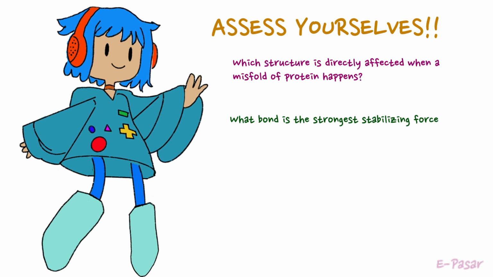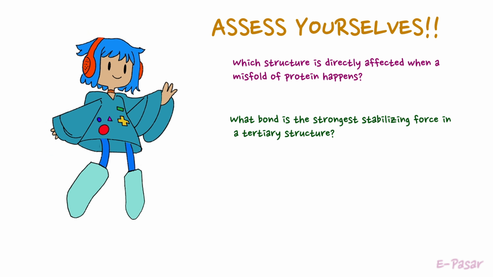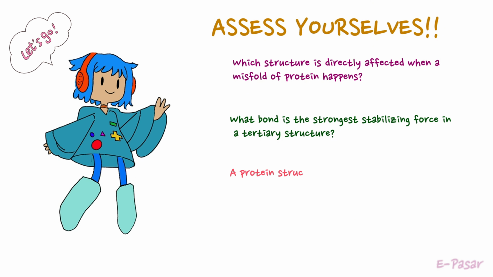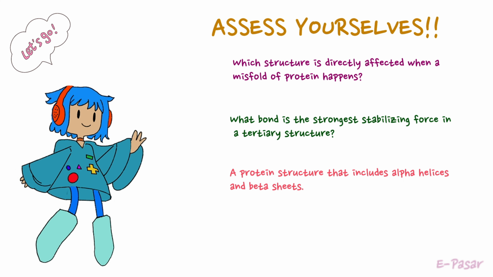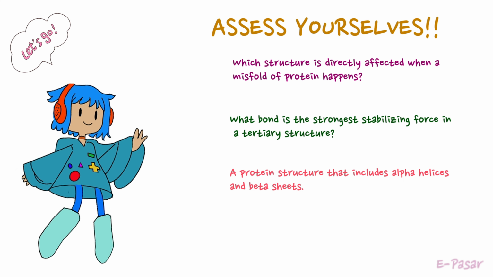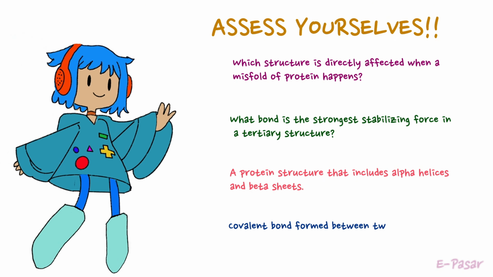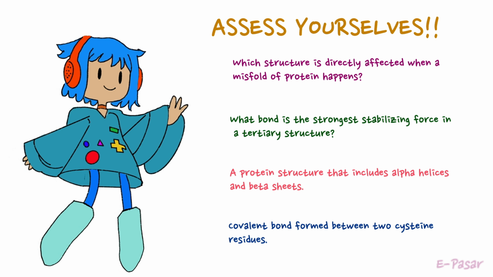Number 2. What bond is the strongest stabilizing force in the tertiary structure? Number 3. A protein structure that includes alpha helices and beta sheets. And last but not the least, what covalent bond is formed between two cysteine residues?